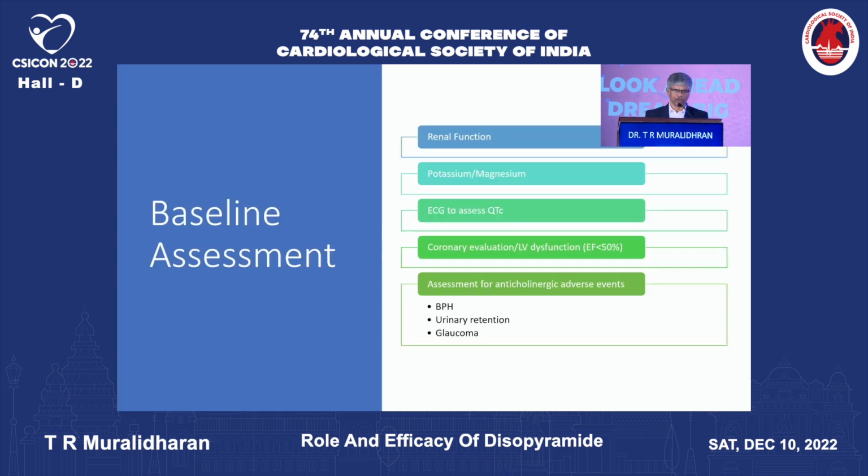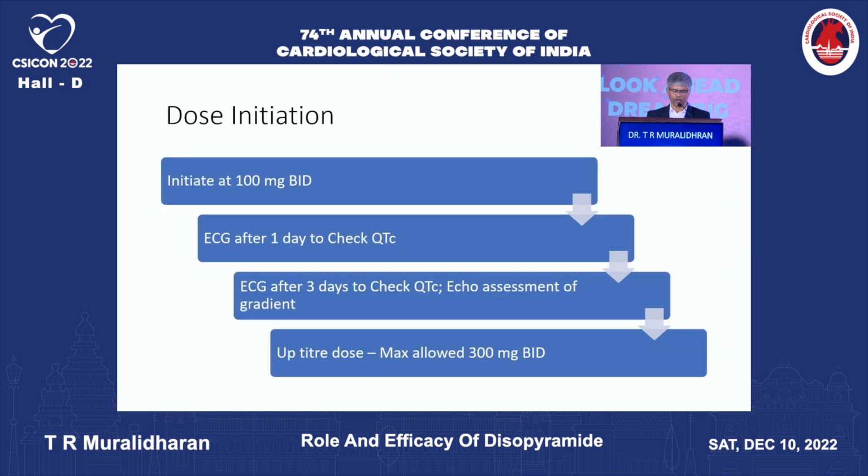But when we use this drug, though the drug is very old, the familiarity is less because of unavailability. Look for renal function, look for dyselectrolytemia, look particularly at the QT prolongation, and look at structural heart disease and coronary artery disease in this patient, particularly LV dysfunction, and look at the coronary arteries. And assess the other side effects, anticholinergic effects, like benign prostatic hypertrophy, urinary retention, or in people with glaucoma.